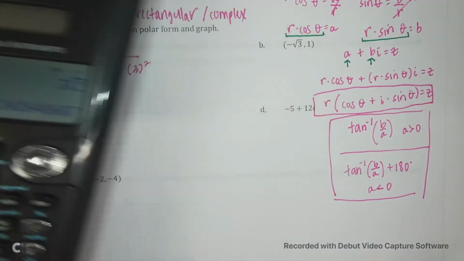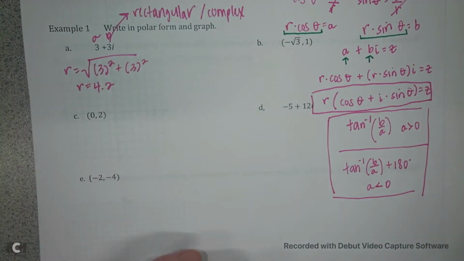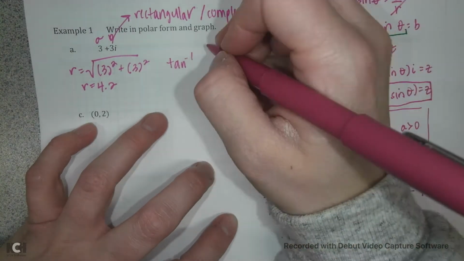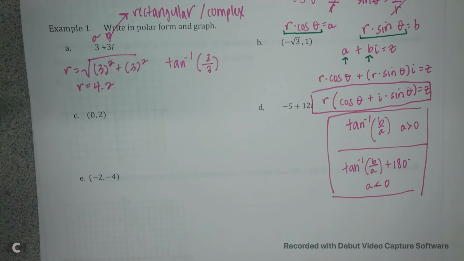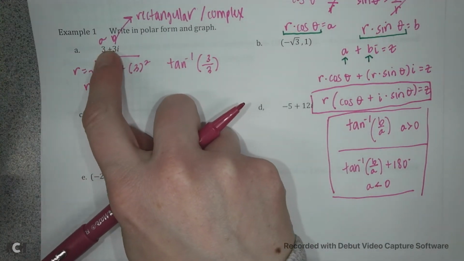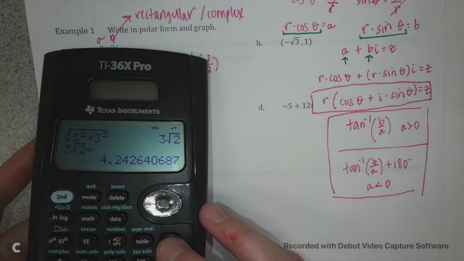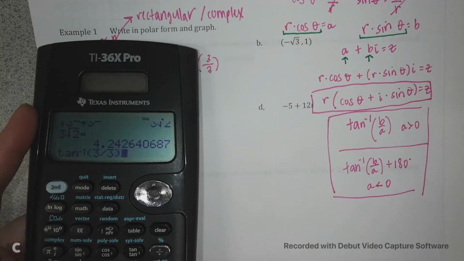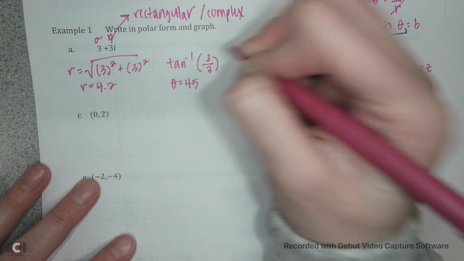So it's just 4.2, so R is equal to 4.2. Now we need to figure out our theta, so we're going to take the inverse of tan, and then we're going to take our B over our A, and since my 3 is above 0, we're going to just leave it like this. Okay, so we're going to plug that in, tan twice, and then it's 3 divided by 3, and that equals 45. So my theta is 45.